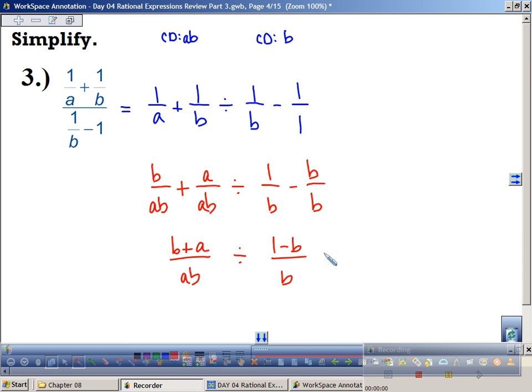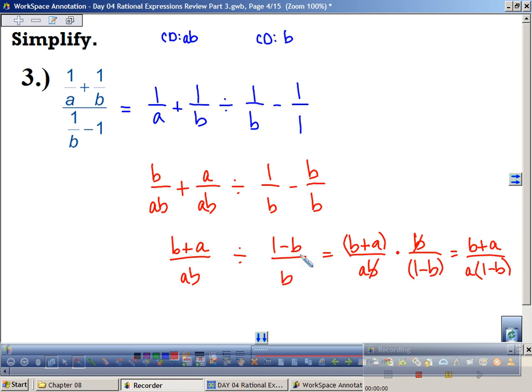Now I can switch. Now I have B plus A over AB times B over 1 minus B. What can I cancel? I can cancel the B's. This is a quantity. I can't touch that. This is a quantity. I can't touch that. But this is A times B, and that's a B, so I can cancel the B's. Therefore, my answer is B plus A over A times 1 minus B, or like you said it.